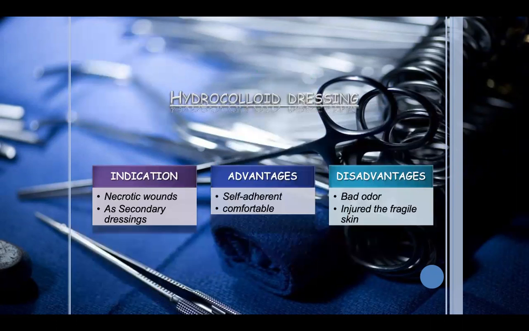Hydrocolloid dressings. Where they are applied: indicated for necrotic wounds, as a secondary dressing. Advantages: self-adherent, comfortable as they are fixed in place, with no need of extra fixation. Disadvantages: they may have a bad odor, and due to their chemical nature they can injure fragile skin. Sometimes they injure burned skin, so they injure the fragile skin.